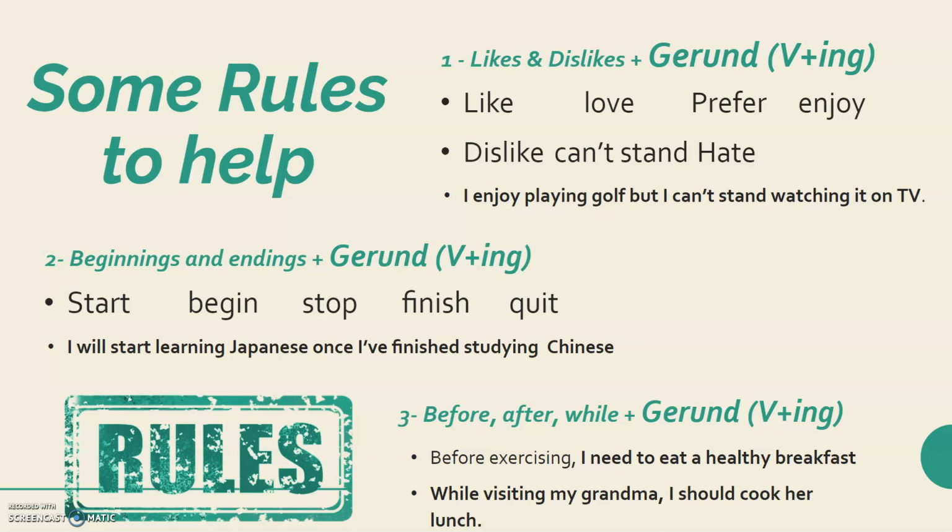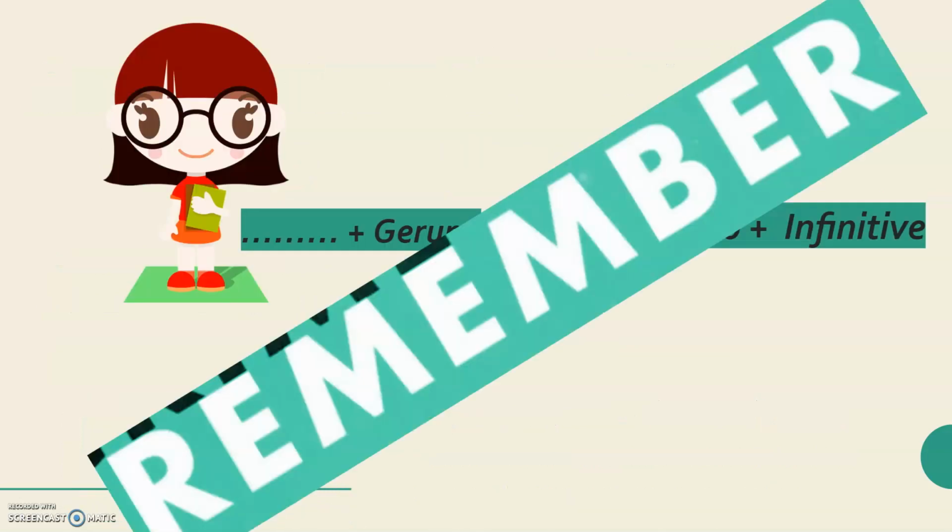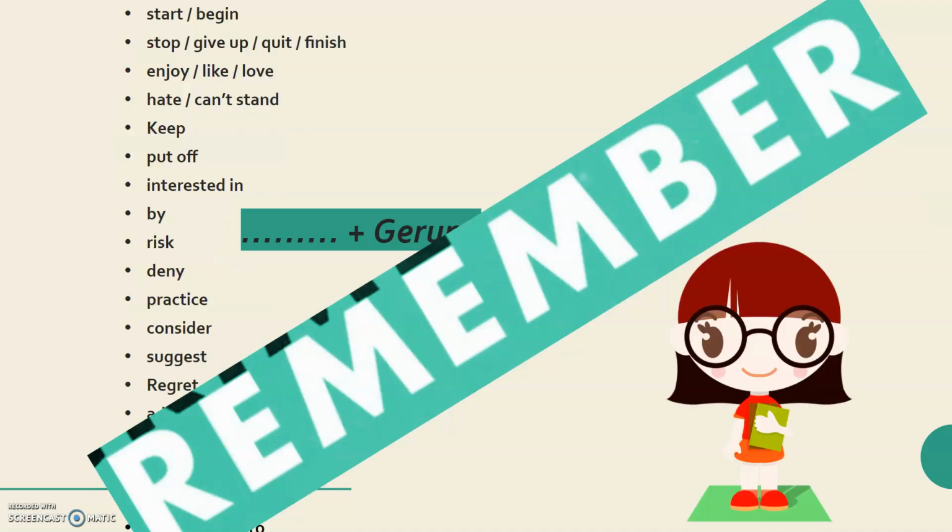So number 1, likes and dislikes, they're verbs. Number 2, beginnings and endings, they are also verbs. Okay, so hopefully these rules will help you to remember when I use a gerund. But the rest of it, I'm afraid you just need to remember. You just need to remember the list and just practice it, and it will become more and more natural for you. So be a good student.